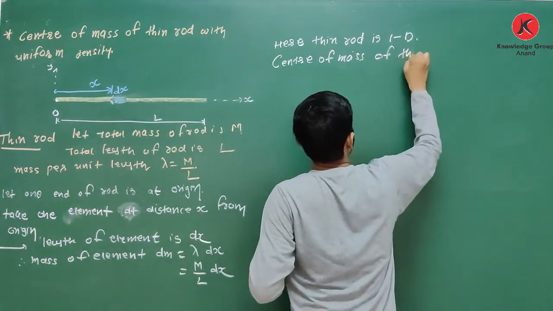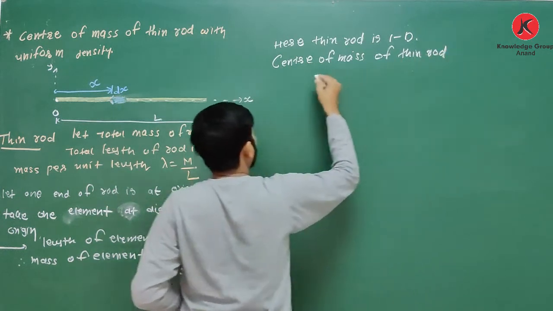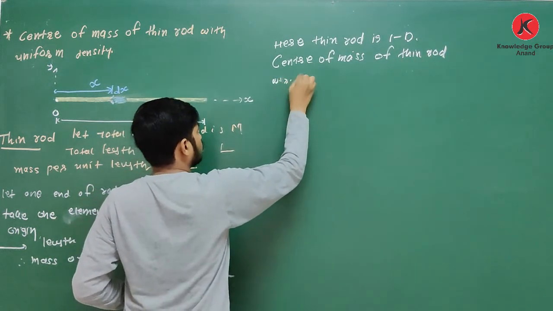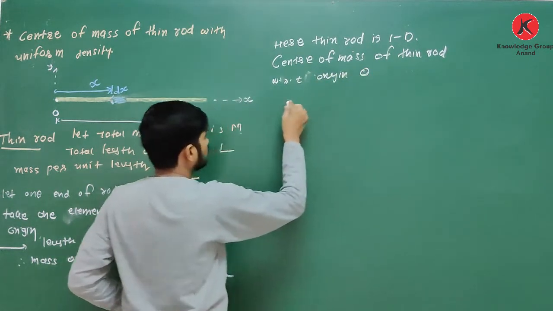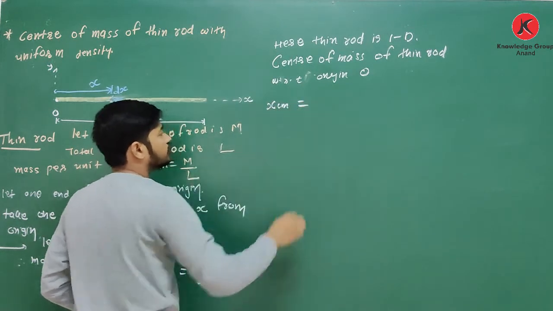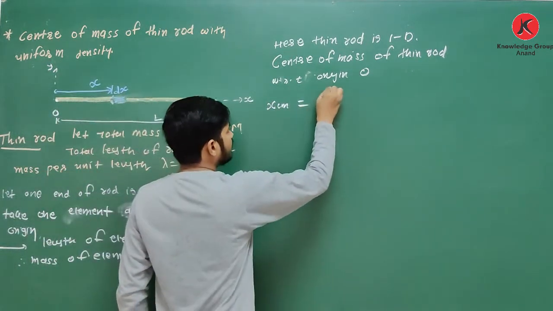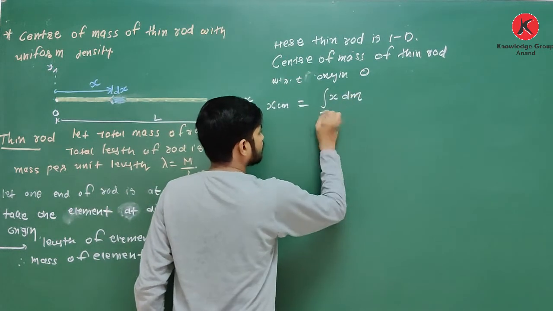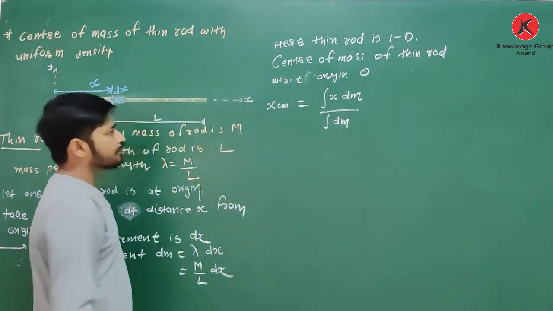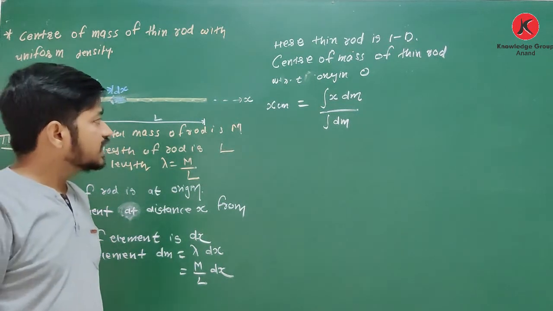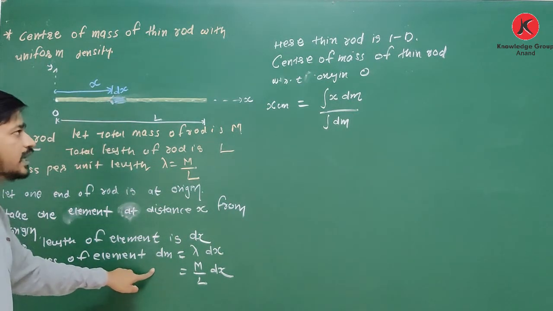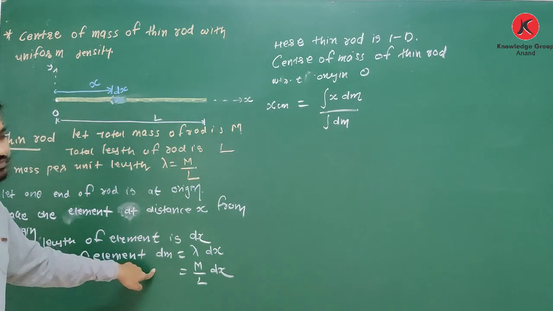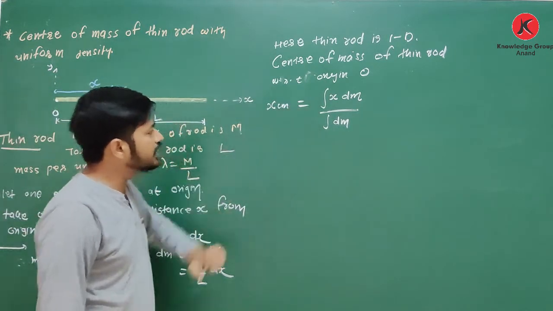The center of mass of the thin rod with respect to origin O, x center of mass is equal to, what is the equation? Yes, you know the equation. It is integration x dm upon integration dm. Yes or no? Yes, it is. So now how to find integration x dm and integration dm? I will find these two things separately.